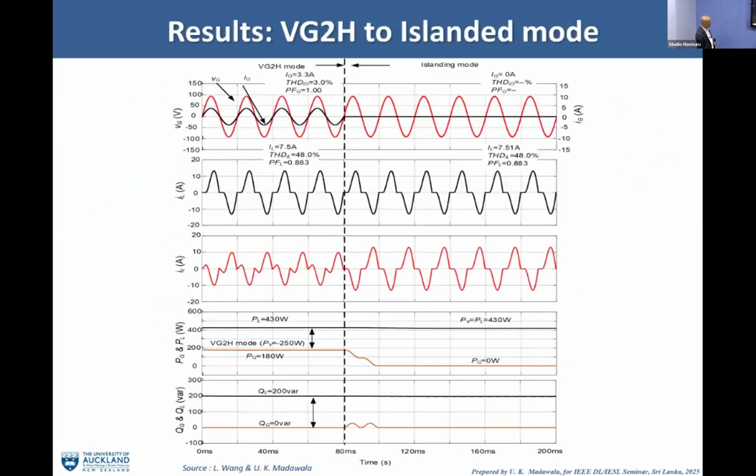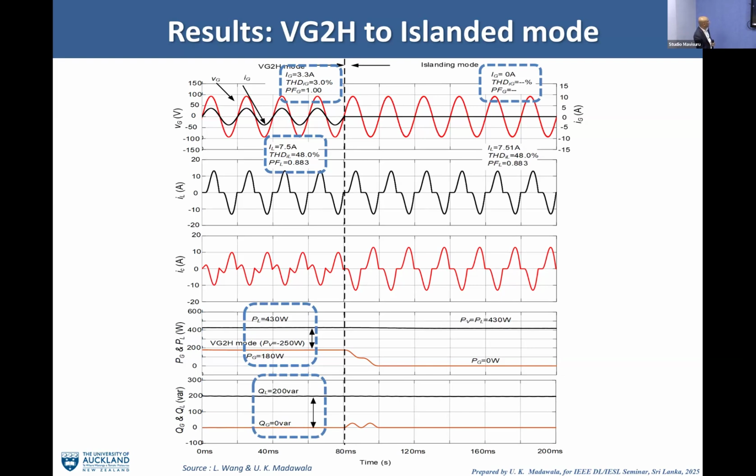We tested this, so I'll show you some results. You can see the nonlinear load from the house. This is a small system that we built. In this case the load is about 430 watts and the electric vehicle is supplementing the power that is required. That is why it's called vehicle to grid to home mode. Both the vehicle and the grid are supplying power, and all the reactive and harmonic power is given by the vehicle interface. Reactive power from the grid is 0, with unity power factor. And this is the islanded mode.